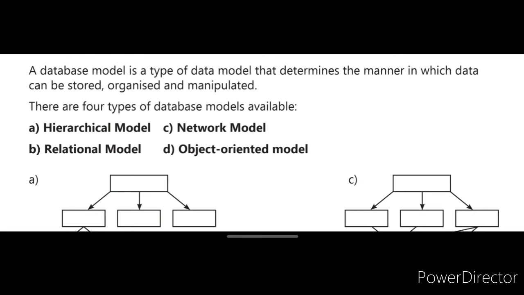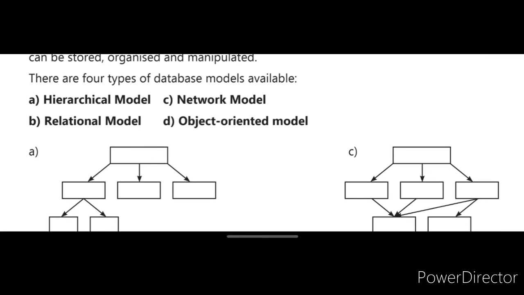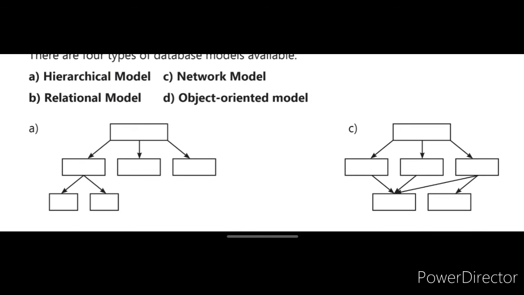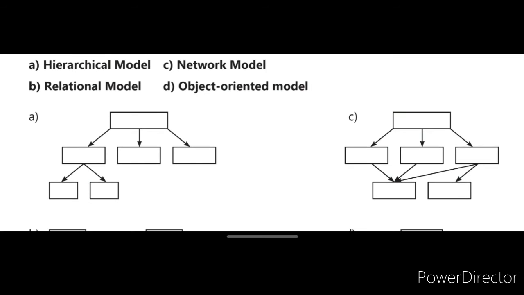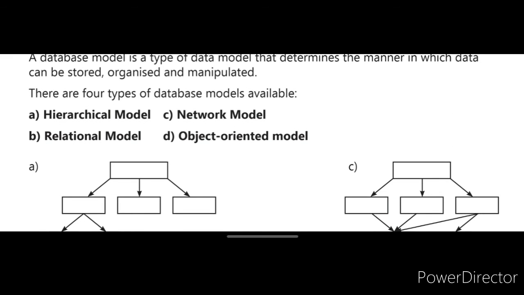There are 4 types of database models available. The first one is called hierarchical model, next one is relational model, third is called network model, fourth is called object oriented model. What is database model? It is a type of data model that determines how data can be stored in an efficient way.